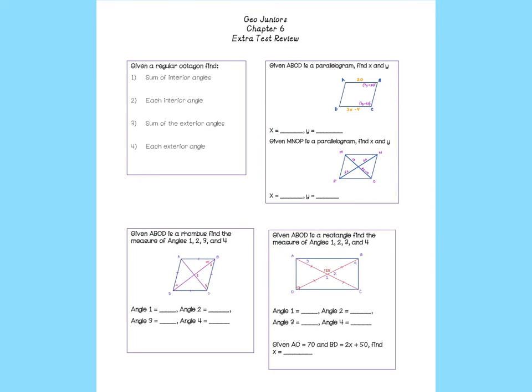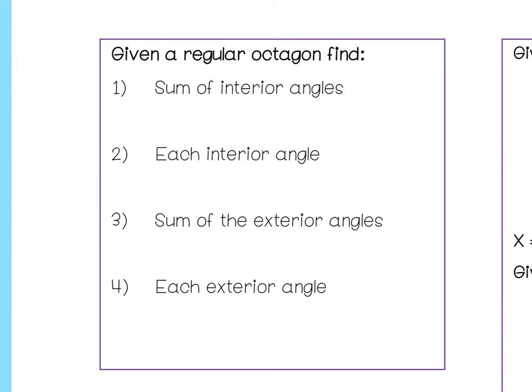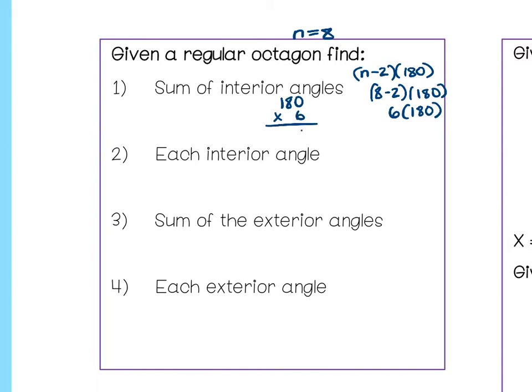It yet are the 8 kids. Okay, so how many sides does an octagon have? 8. Easy. Sum of interior angles is n minus 2 times 180. If it's an octagon, it's 8 minus 2 times 180. 6 times 180. So then 180 times 6 is 1,080.